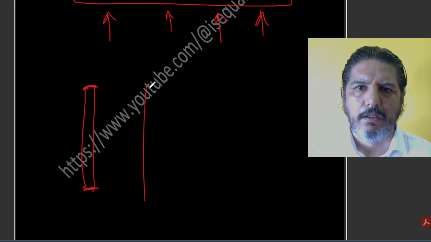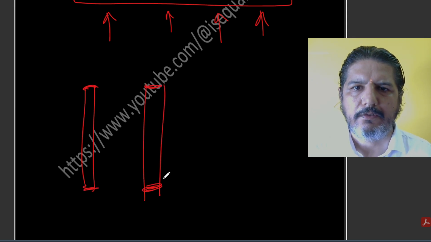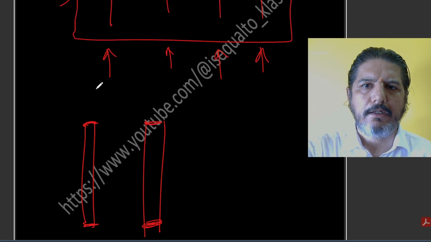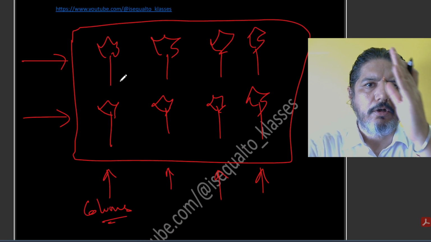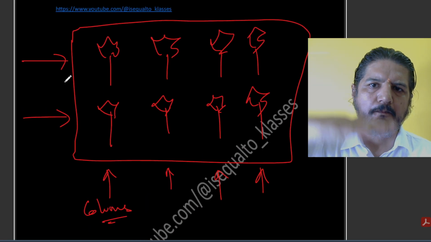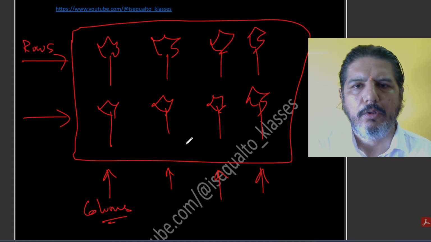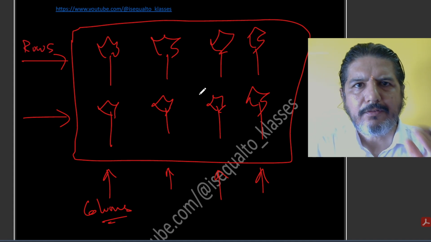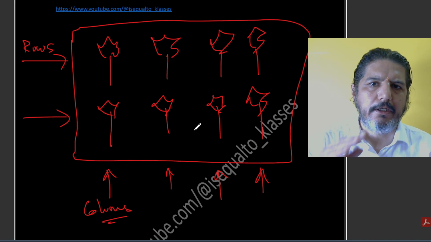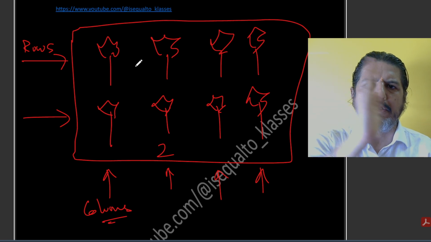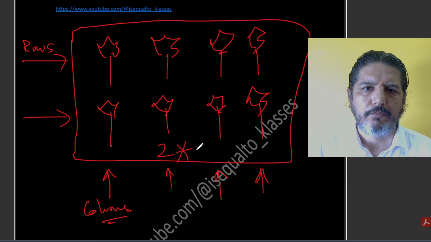So these straight ones are called columns. The vertical ones are called columns, and the horizontal ones are called rows. These are rows. Now, I want to make it as simple as possible. So for example, if you look here, how many rows are there? There are 2 rows. And how many columns are there? 1, 2, 3, 4. 4 columns.